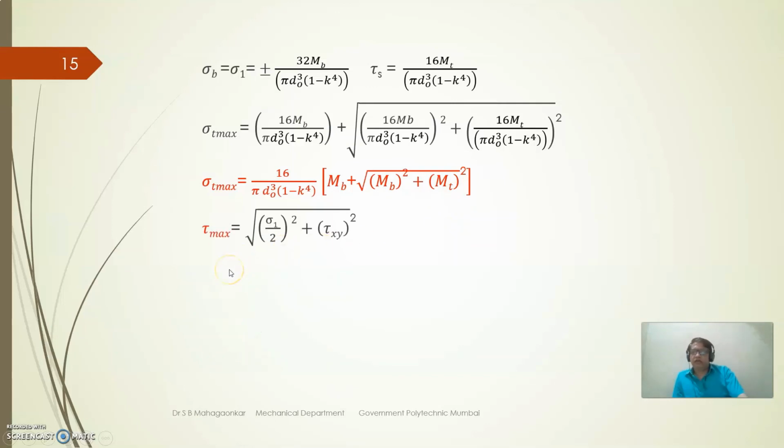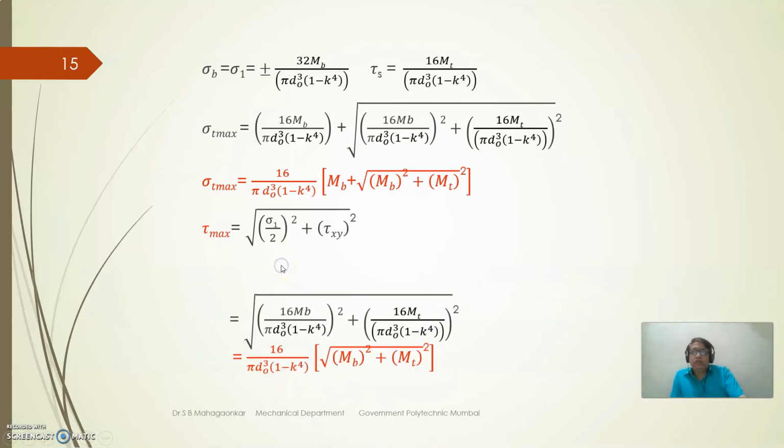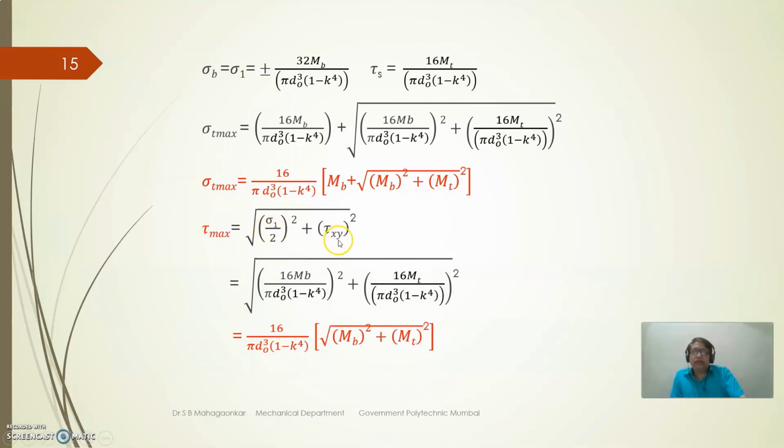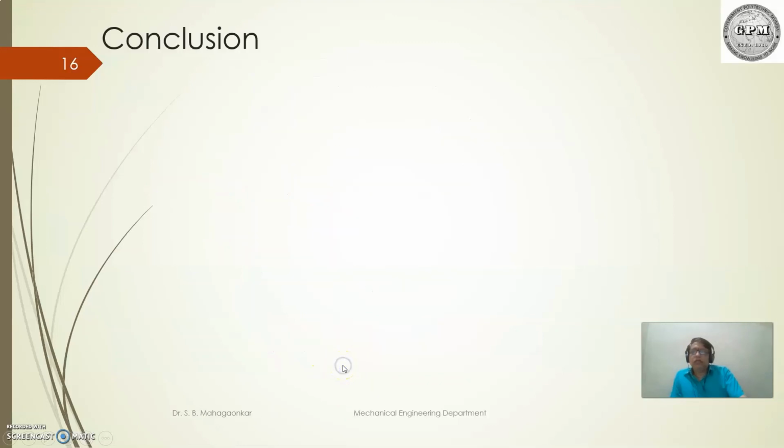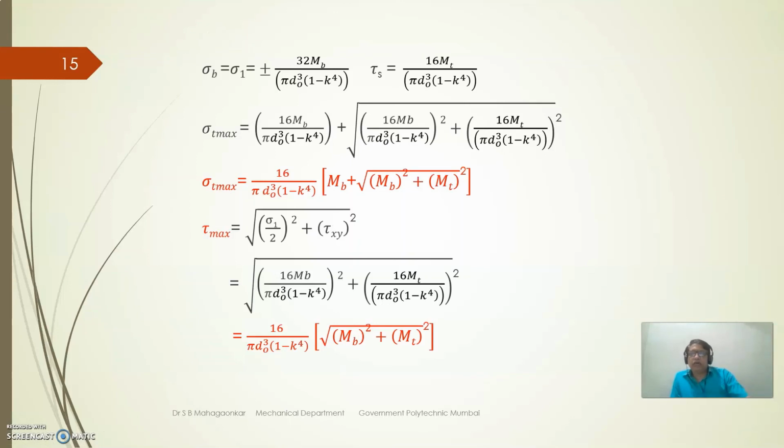Similarly for maximum shear stress, here you are going to get sigma 1 upon 2 plus tau xy square. Again you put the value of sigma 1 and the tau value, and you take the common 16 by pi d naught cube into 1 minus k raised to 4 under root mb square plus mt square. So these are the equations for the hollow shaft.